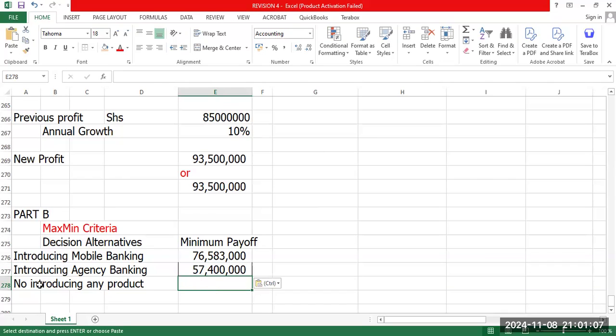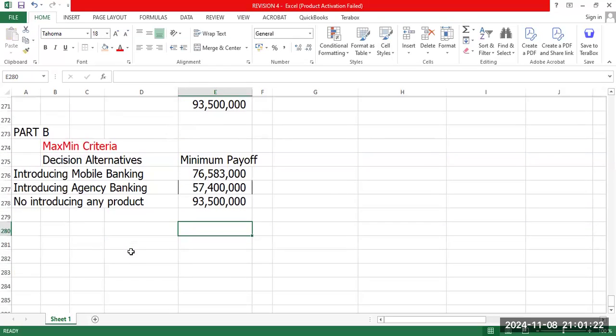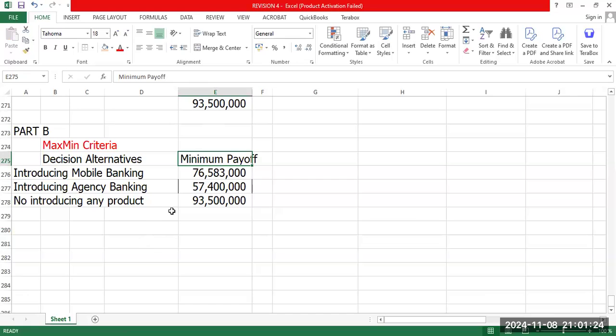Then, without introducing any product, what was our figure? 9,500. So that is your minimum payoff. After identifying your minimum payoff, which option gives you the maximum? So remember, it is max min. So we start by identifying the minimum, then we conclude with the option that gives us the maximum value.